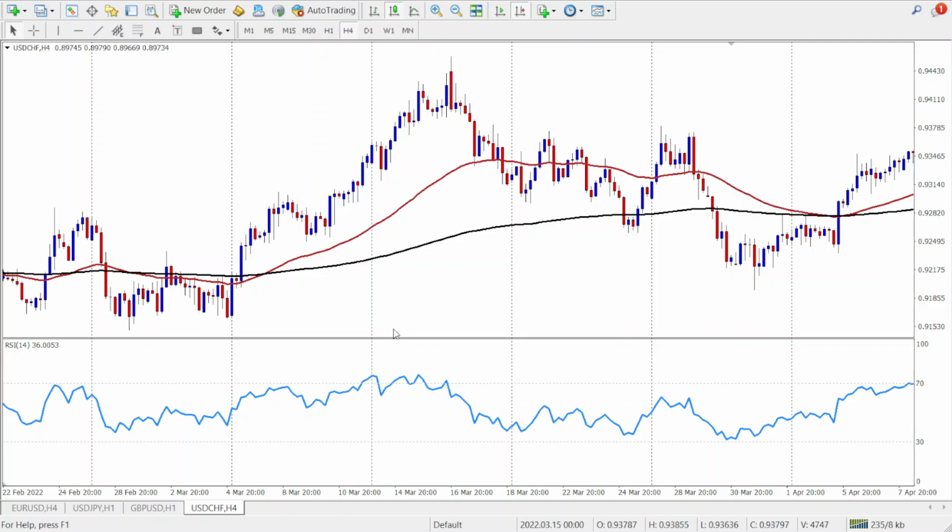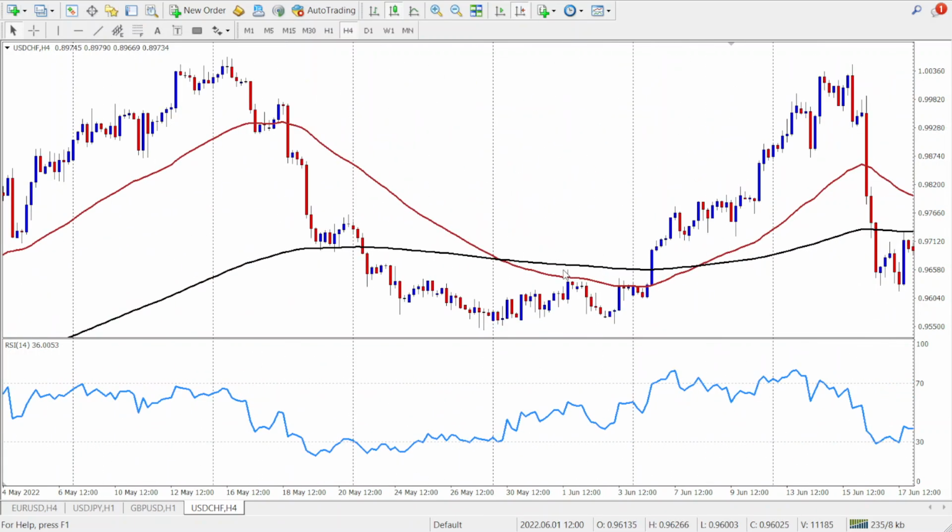On the other hand, if the RSI is showing oversold conditions and you get a bullish crossover, that could be a strong confirmation to enter a buy trade. But if the RSI is in overbought territory and you get a sell signal, a bearish crossover, it could be a sign to enter a sell trade.